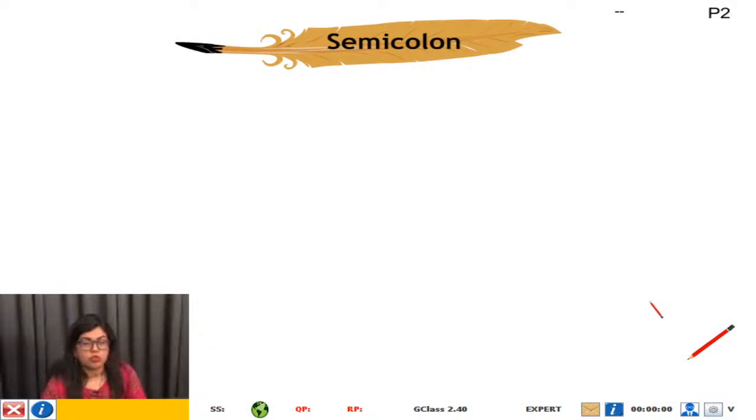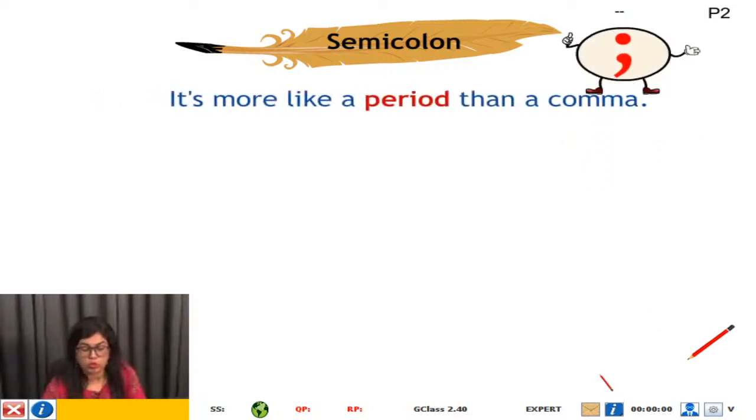Now let us look at today's topic, that is semicolon. Today also we are learning about punctuation only, but today one type of punctuation, that is semicolon. We are going to learn about that. So what is a semicolon? It's more like a period than a comma.